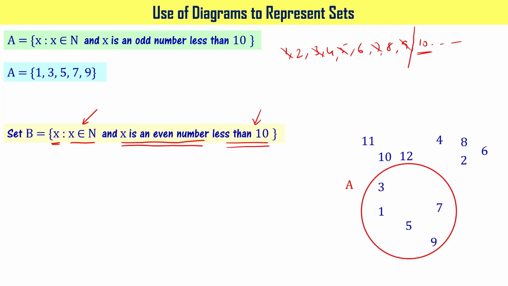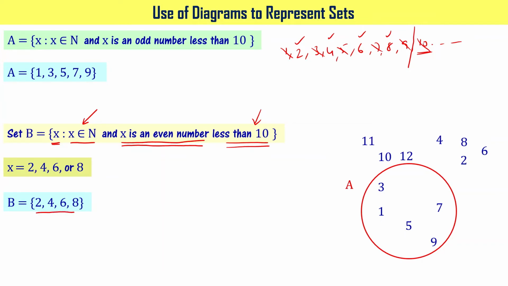So we are going to look at up to this. So what are those? Now even numbers less than 10 are going to be 2, 4, 6 and 8, right? These are the 4 elements that are part of set B. So let me write set B in roster form. It is a set containing elements 2, 4, 6 and 8, right?